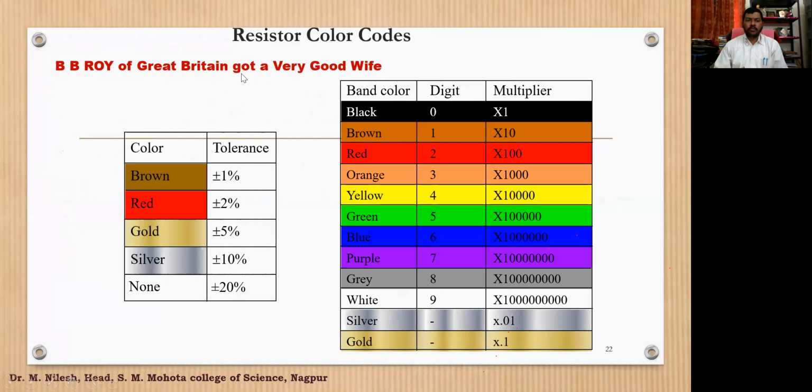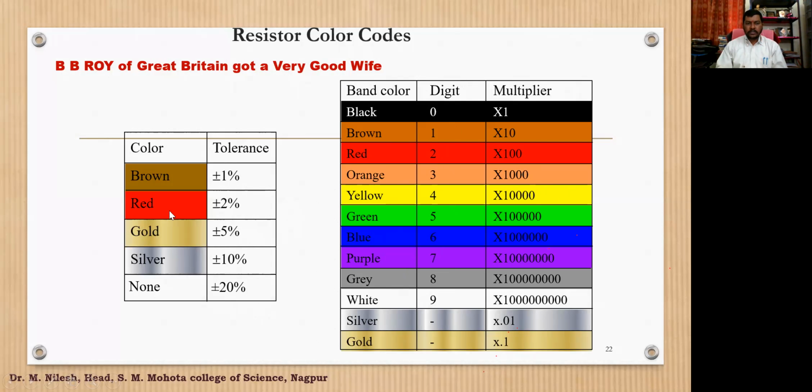So we have a formula like BB Roy of Great Britain got a very good vibe, and accordingly we derive these colors, right? And the digits or the numbers of those colors. So black is 0, brown is 1, red is 2, orange 3, yellow 4, green 5, blue 6. This is not purple, this is violet, that is 7, gray 8, white 9, silver, this is for tolerance. So this is plus minus 10%, and gold is plus minus 5%.